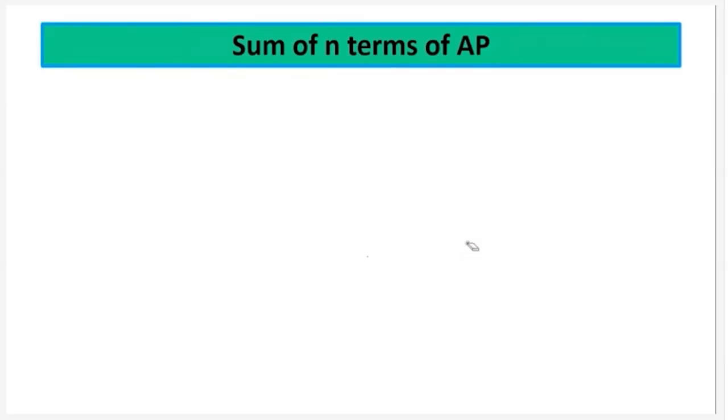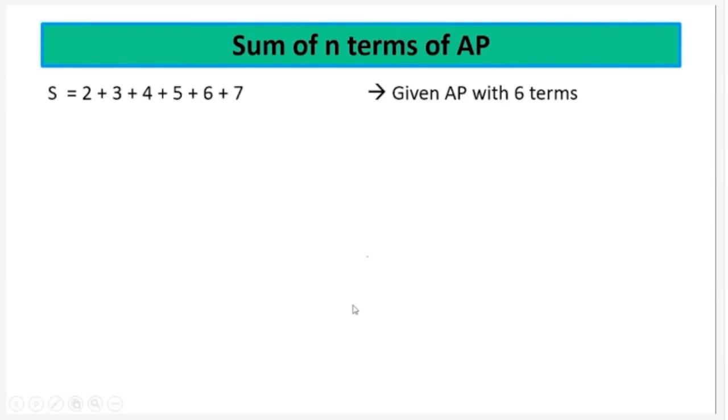Okay, let's move ahead. Let's say S is equal to 2 plus 3 plus 4 plus 5 plus 6 plus 7. It's an AP, right? First term is 2, last term is 7. I'm taking a small example so that I can explain the formula. This is the given AP.